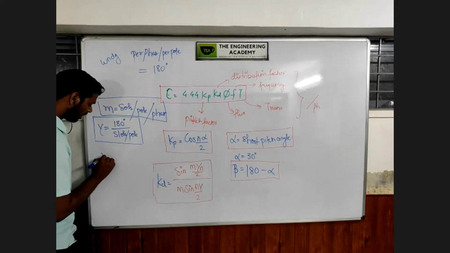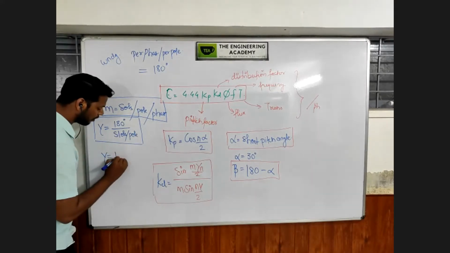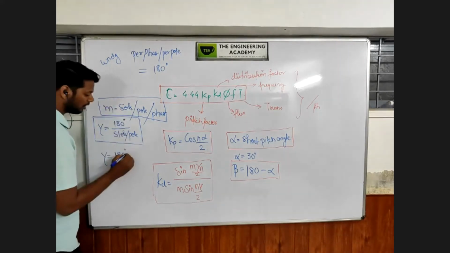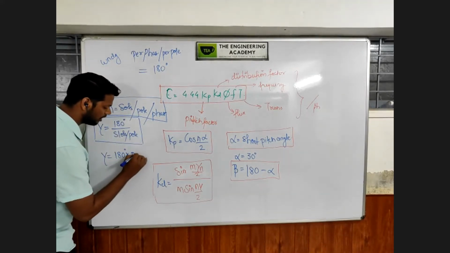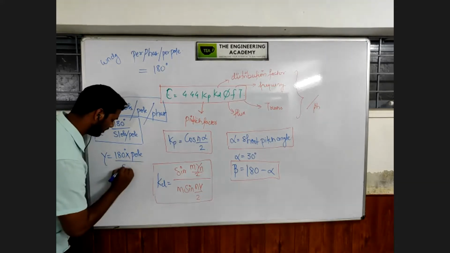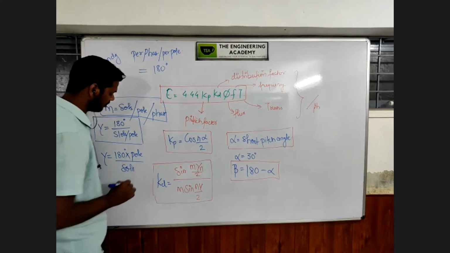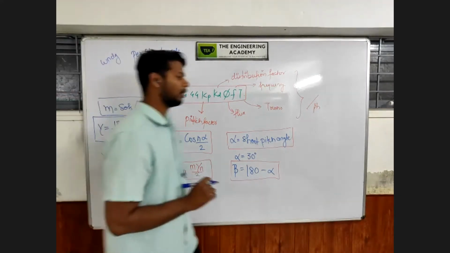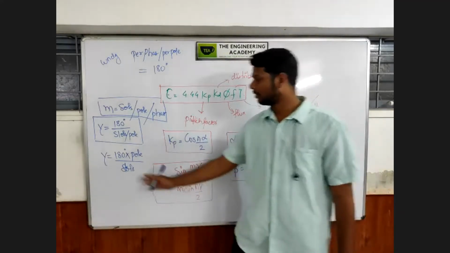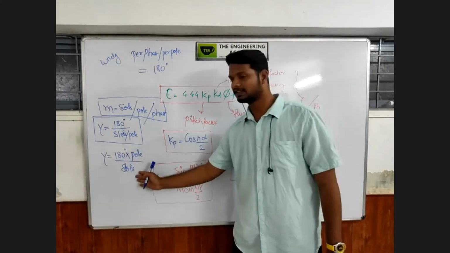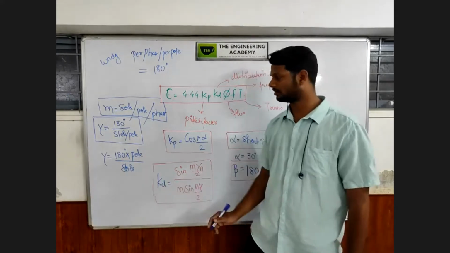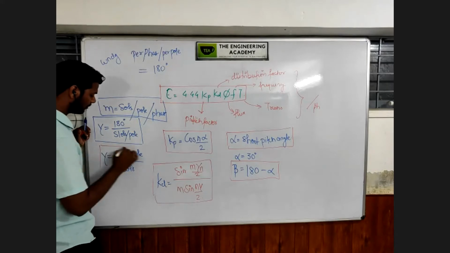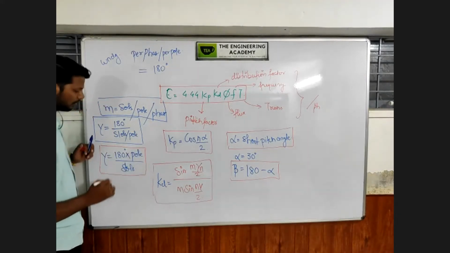So I can write another formula which goes like this: poles go upside, divided by slots. So there is another formula for gamma, which is defined as 180 degrees into poles divided by slots. Try to remember this formula instead of the above one.